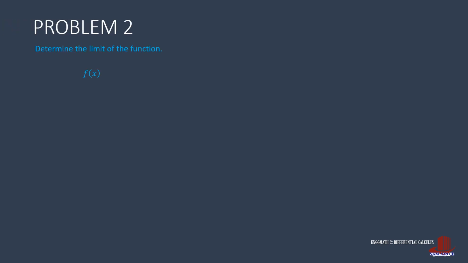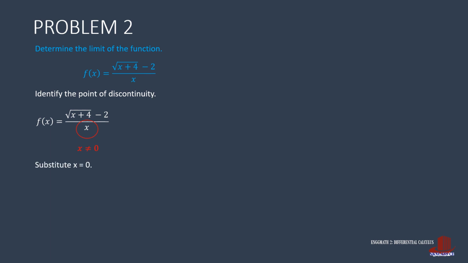The other example includes f of x as the root of x plus 4 minus 2 all over x. Again, identify the point of discontinuity, and just the same, the denominator showing x must not be 0. Now substitute 0 for x, creating f of x as the root of 0 plus 4 minus 2 over 0, resulting to 2 minus 2 over 0, which is then 0 over 0, an indeterminate form.